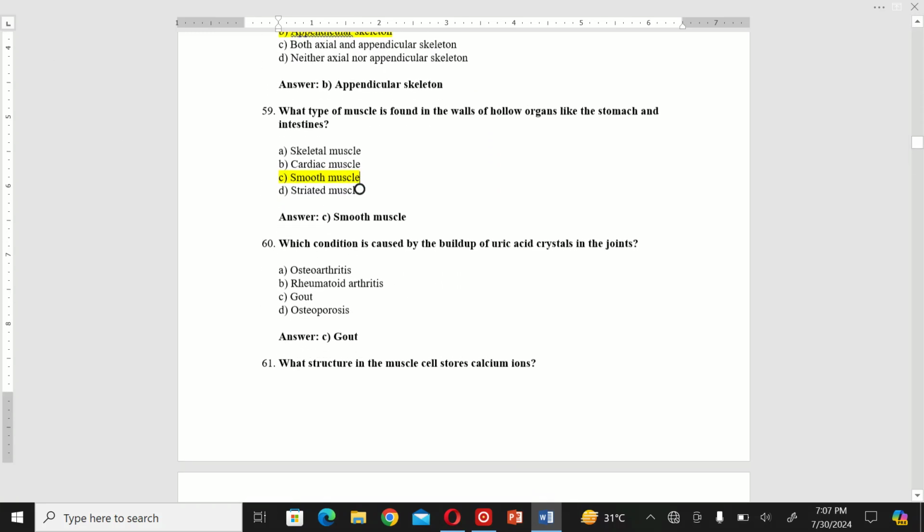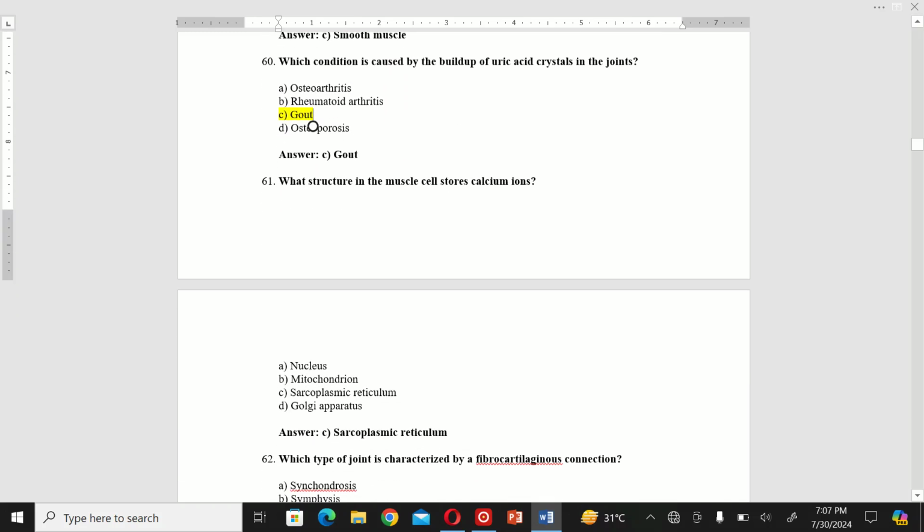The next MCQ is which condition is caused by the buildup of uric acid crystals in the joint? A. Osteoarthritis, B. Rheumatoid arthritis, C. Gout, and D. Osteoporosis. So the correct option is C.